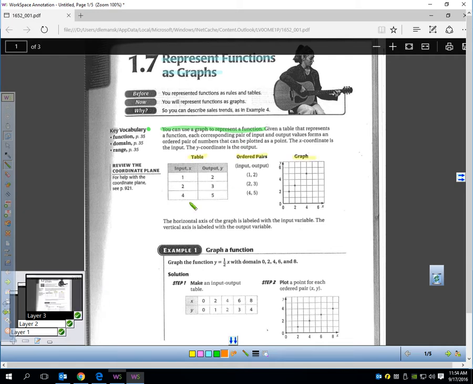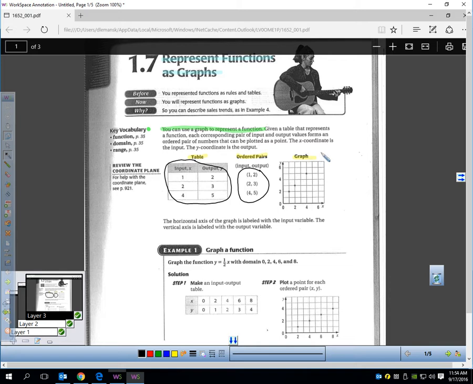It's important to understand that, remember I've talked about languages in class, when you see a table, this is telling you if you input 1, the output's 2, if you input 2, the output's 3, and if you input 4, the output's 5. In ordered pairs, that is telling me the exact same thing as my table. Input 1, output 2. If you input 2, output 3, and if you input 4, output 5.